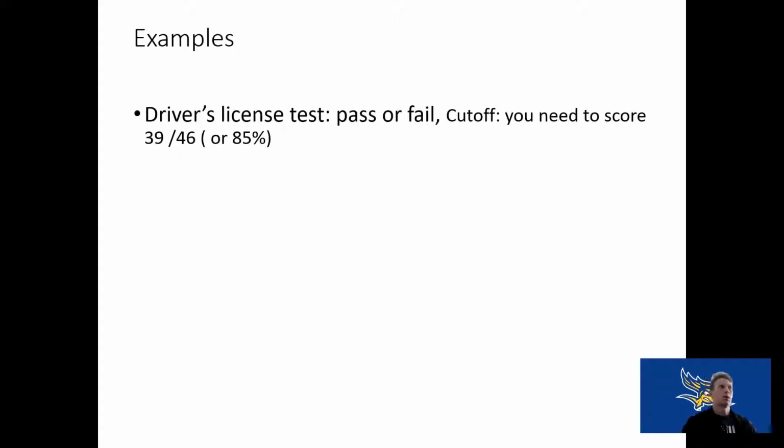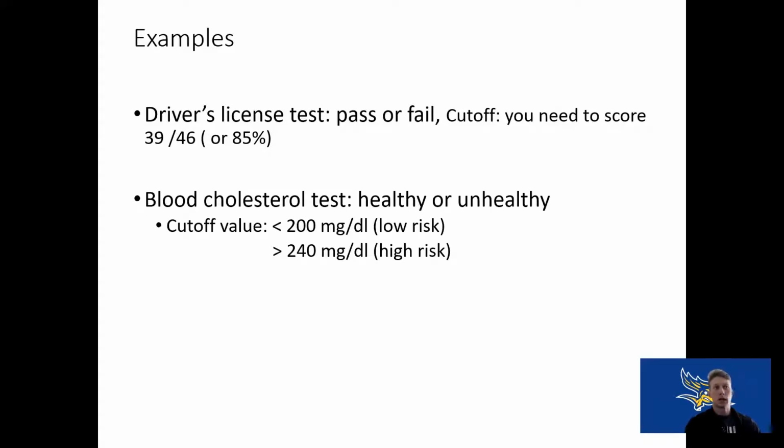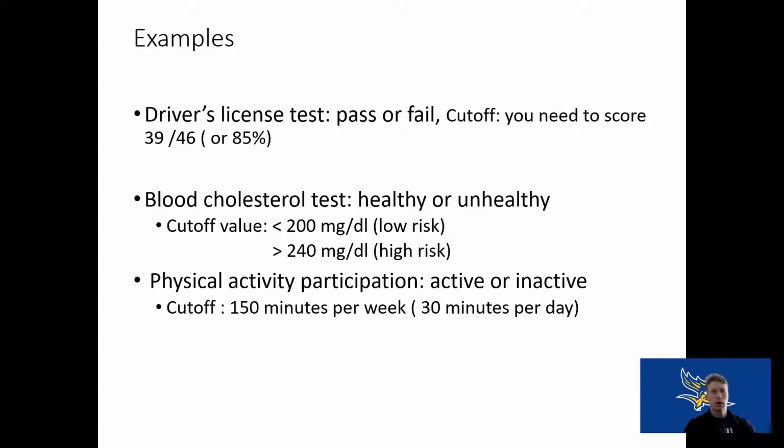So some examples here are driver's license tests, where you have a cutoff score that you have to achieve. Looking at cholesterol levels, looking at physical activity participation. So the cutoff point is 150 minutes per week, the recommended physical activity per week for an active individual. So you have to reach that threshold to fall into the active category. We'll also talk with our youth fitness, the FitnessGram, and healthy fitness zones. You have to achieve a very specific score to fall into each of the categories of the healthy fitness zones.